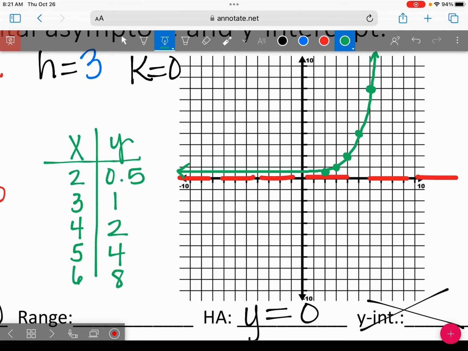Now, because a is positive, your range is k to infinity. And k is 0, so it would be 0 to infinity. 0 does not get a bracket because it will never equal 0. It'll be really close. It might be 0.000000001, but you will never get an actual 0. And that's why we don't put a bracket. We use parentheses, and that's it. That is all that's to graphing an exponential.